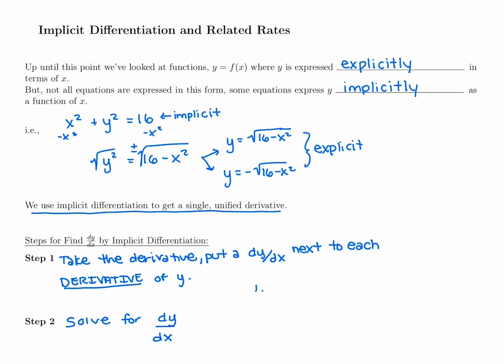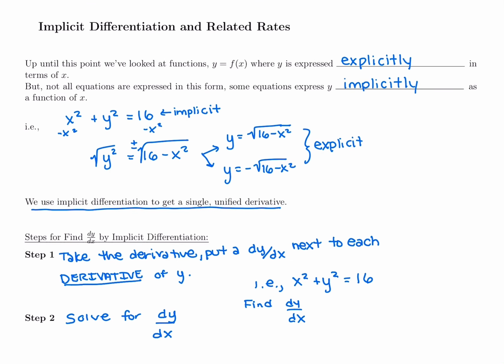So for instance, from our example above, that x squared plus y squared equals 16. If we wanted to find the derivative of that, find dy dx, we would take the derivative of both sides. So starting with the derivative of x squared, we would say the derivative of x squared is 2x. That wasn't a derivative of y, so we don't need to put a dy dx on it. But then the derivative of y squared is 2y. And we'll put a dy dx on that. We took the derivative of y with respect to x. The derivative of 16 equals 0.